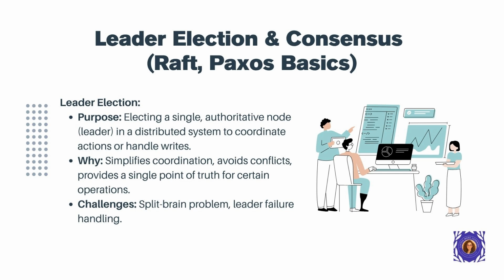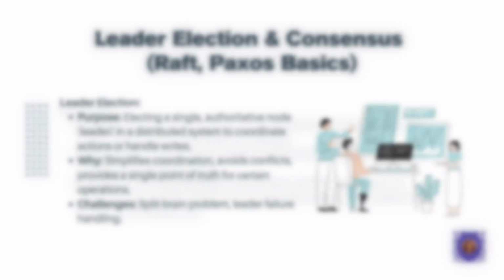However, this process is not without its difficulties. A significant challenge is the split-brain problem, which occurs if network issues cause two nodes to mistakenly believe they are both the leader, leading to disastrous inconsistencies. Robust leader election mechanisms must also efficiently and reliably handle the failure of an active leader, quickly electing a replacement.